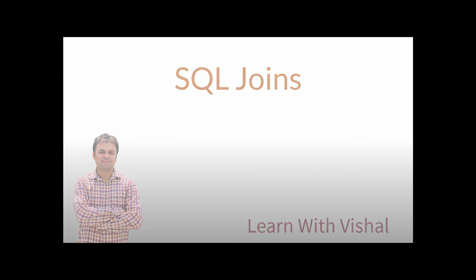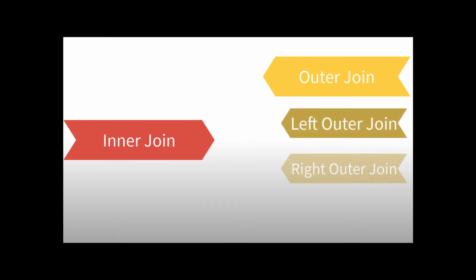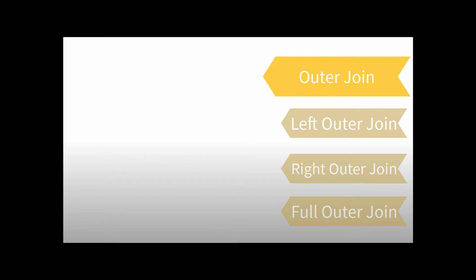There are basically two types of join. One is inner join and the second one is outer join. Again, there are three types of outer join. One is left outer join, second one is right outer join, and the third one is full outer join. So let us understand all types of join in detail.